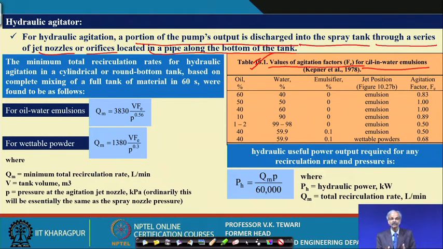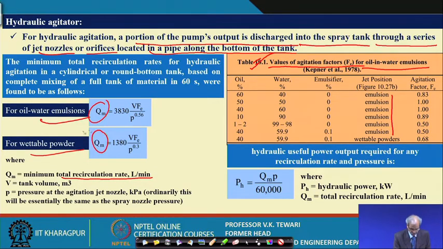It is worth mentioning here that you should take these depending upon the type of emulsion which is going to be used. Only then will you be in a position to find out the emulsion and the wettable powder. For those, the amount of minimum total circulation rate that you will have to have is given, so you can use this and find out the minimum total circulation rates, and here is the hydraulic power.